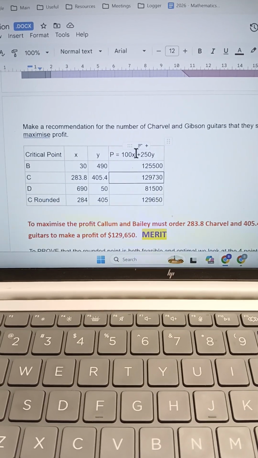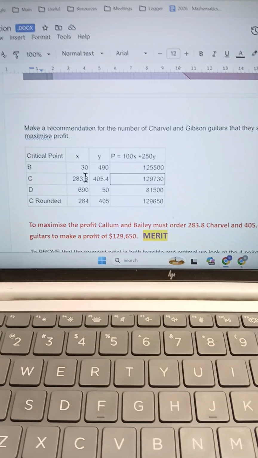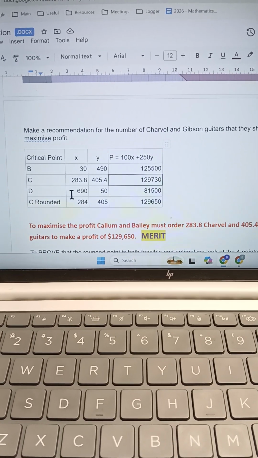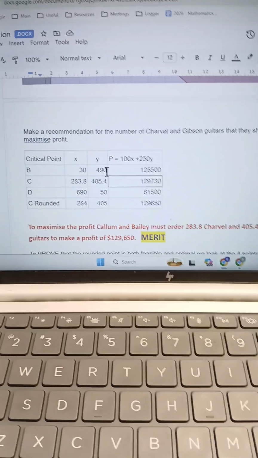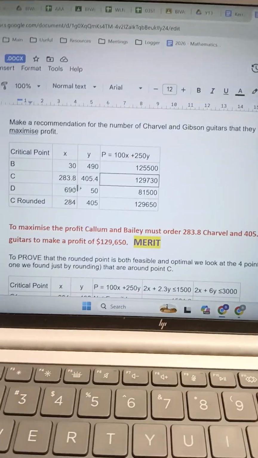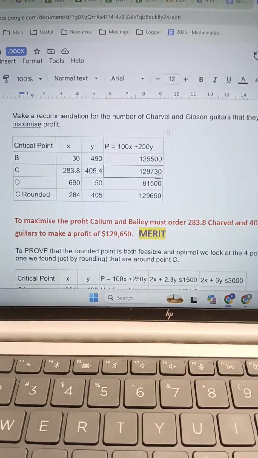Profit equation, notice, is right here. I've written it down in a table like this to maybe make it a little bit easier to work out how to do the bits and pieces. Your X and Y's are your critical points, B, C and D. I'm not going to bother with A because it's way over here. And then you calculate the profit, and I've highlighted the biggest one.